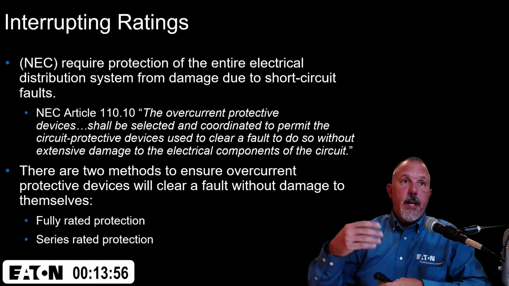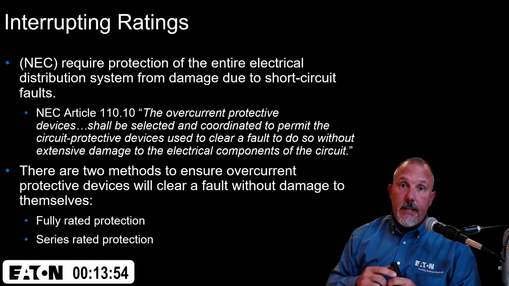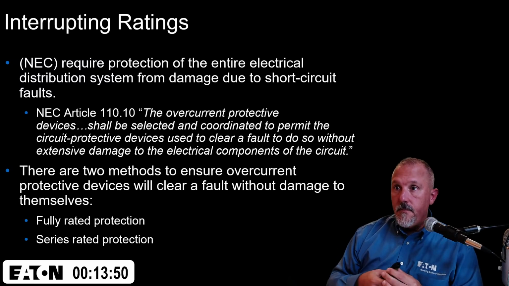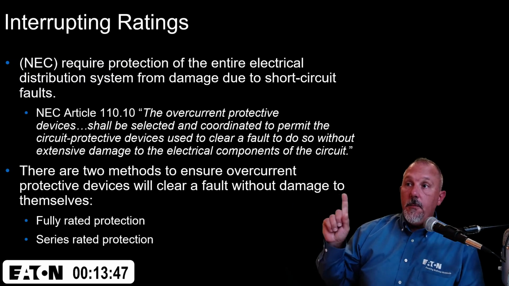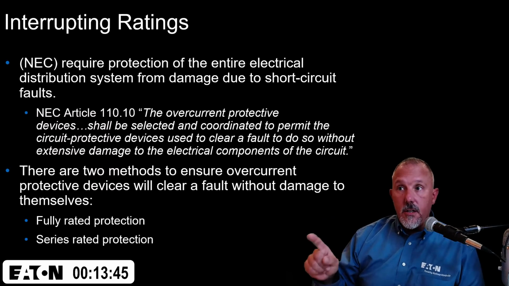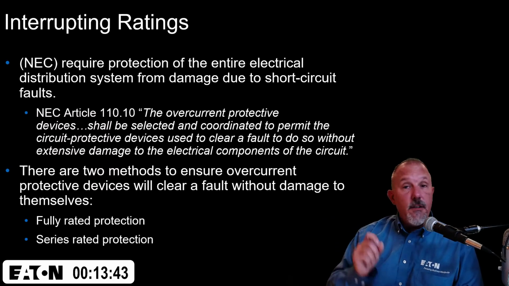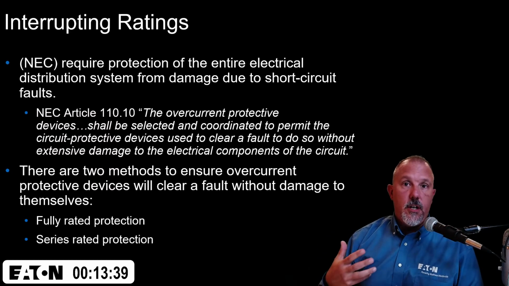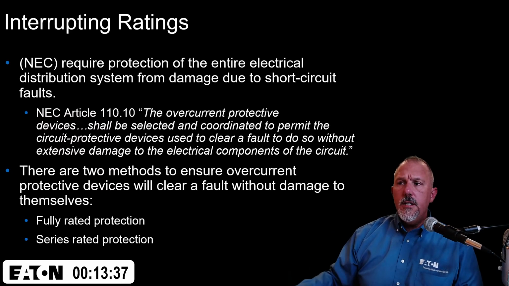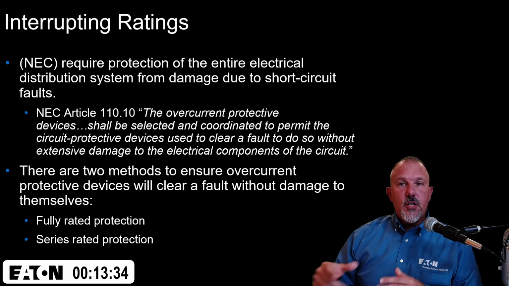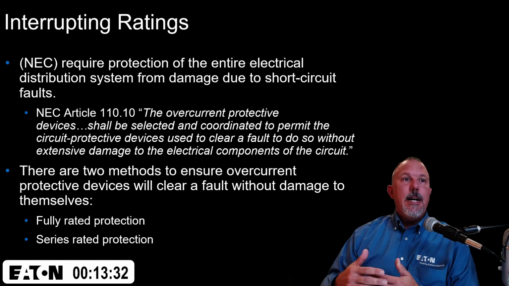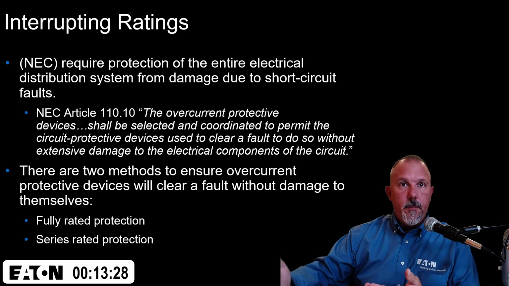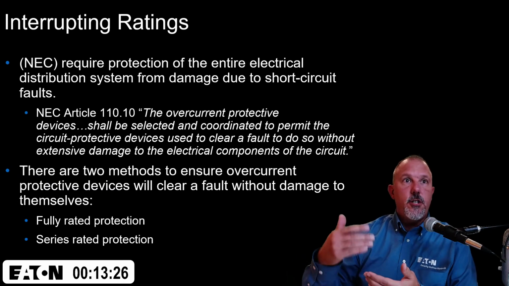Now remember, from an interruption perspective, 110.10 of the National Electrical Code tells us that the overcurrent protective device or devices shall be selected and coordinated to permit the circuit protective devices used to clear a fault to do so without extensive damage to the electrical components of the circuit. So I've got to make sure that I stop the flow of current. I can't have damage to myself. I can't have damage to the equipment downstream. That's a short circuit current rating.